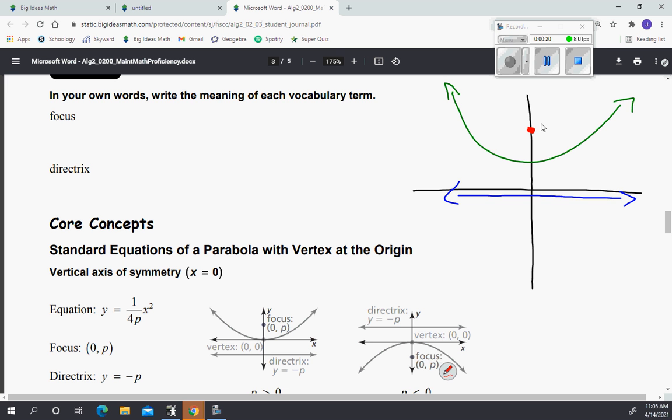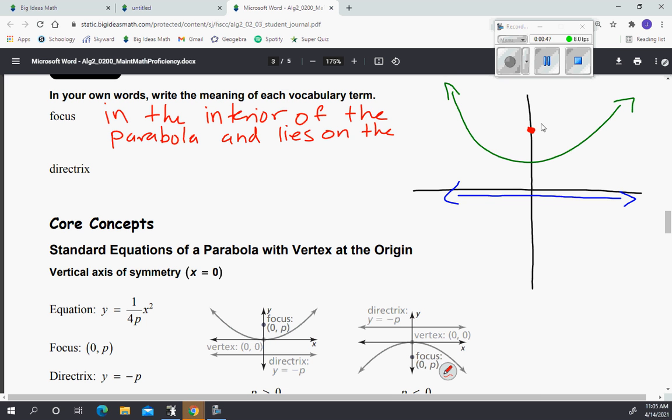The definition says it is in the interior of the parabola and lies on the axis of symmetry. Okay, so it's always straight up or straight over from the vertex, depending on what type of parabola we are working with. The directrix is this line right down here.